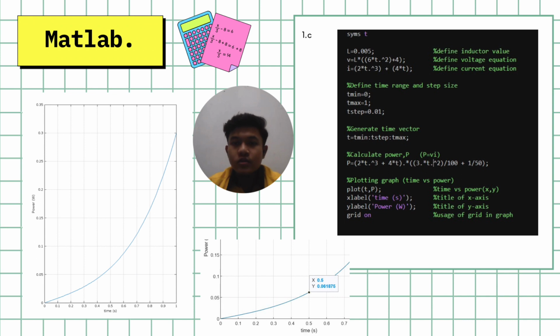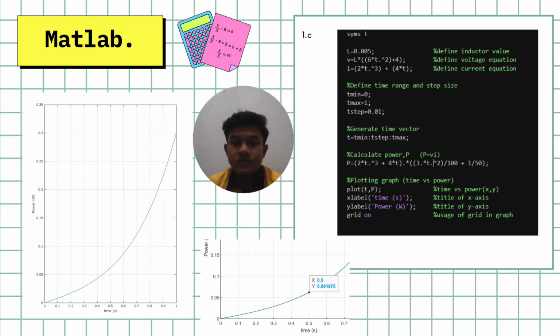Okay, for the last part of question 1, which is question C: find the power, plot a graph of the power versus time, and determine the power when t equals 0.5 second. The first thing we need to do for the command is define the inductor value, define the voltage equation, define the current equation, and also define the time range and step size. Also generate the time vector and calculate the power using the formula P equals V times I, voltage for V and current for I.